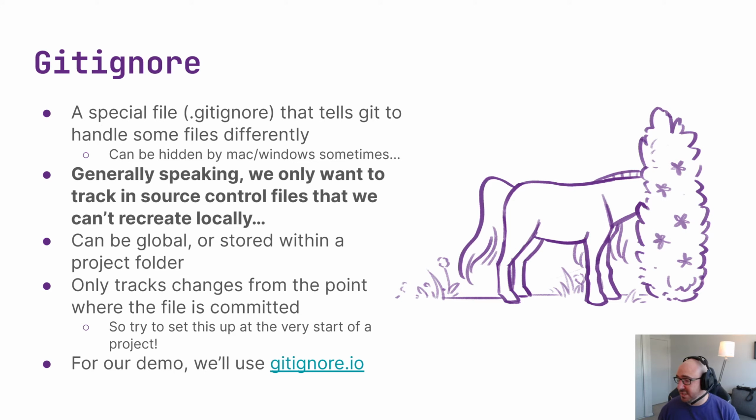For the purpose of the demo, we're going to use gitignore.io, which is a super awesome website that can generate gitignore files for you based on whether you're working in Unity, Unreal, Godot, or more traditional web development, stuff like that as well. So that link's just there as well.